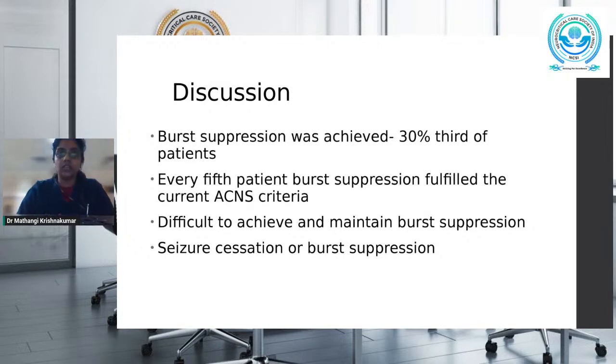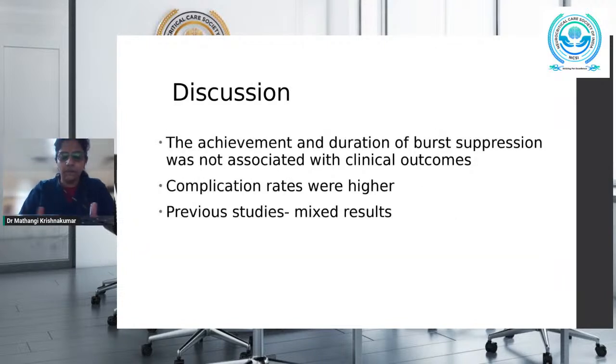So based on the results of this study, one thing which is glaring is that though burst suppression is defined per the criteria, it was achieved in only 30% of the patients, and only every fifth patient actually fulfilled the criteria according to ACNS criteria. This reflects what we also face in our day-to-day clinical practice: it is actually difficult to achieve and maintain burst suppression with intravenous anesthetic agents. And so seizure cessation or burst suppression is actually a clinical decision. Even in this study, the clinicians were allowed to choose whether to aim at seizure cessation on EEG or to aim for burst suppression. And from the results of this study, the achievement and the duration of burst suppression were not associated with clinical outcomes. In fact, the complication rates were higher.